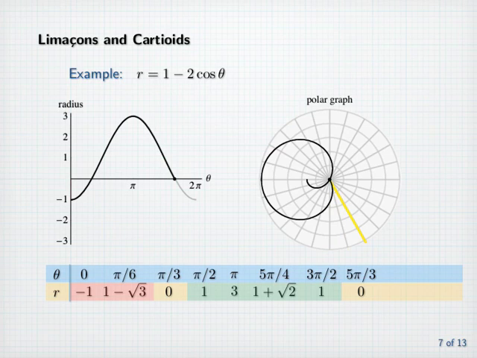For theta between 5 pi over 3 and 2 pi, r will again be negative. At theta equals 11 pi over 6, r equals 1 minus the square root of 3. And at theta equals 2 pi, r equals minus 1. And so the graph ends up where it began. This figure is an example of a limacon. Notice the inner loop, which was traced out while r was negative.